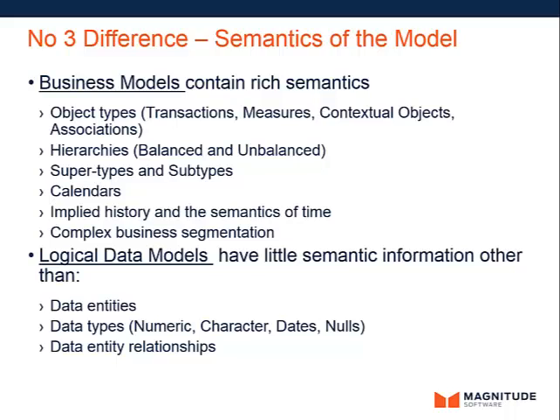So what does a data model have? Well, it has the notion of data entities. It has some data types like numeric, character, dates, or nulls, and it shows some entity relationships. So pretty limited by comparison.